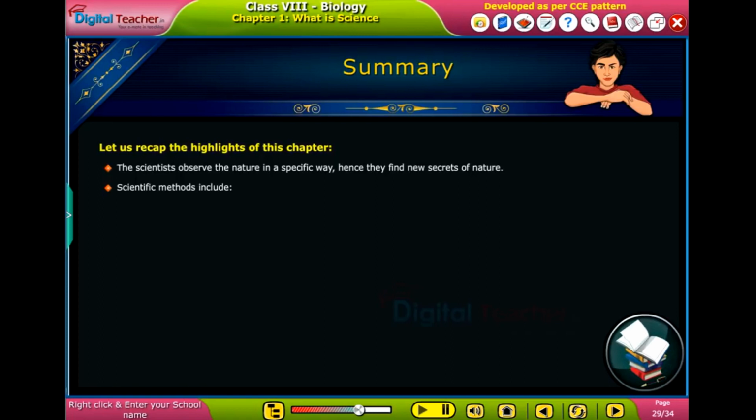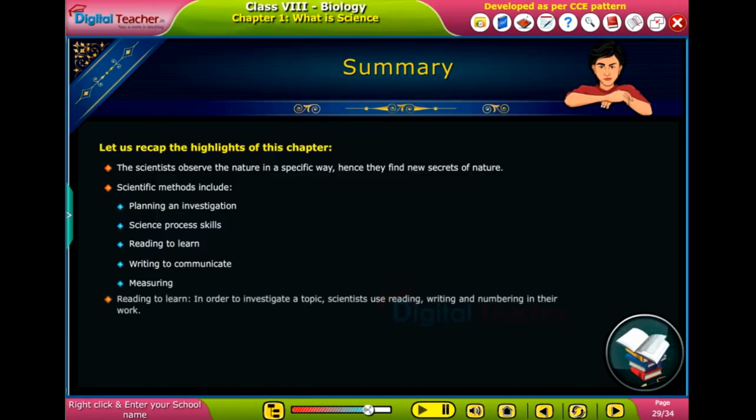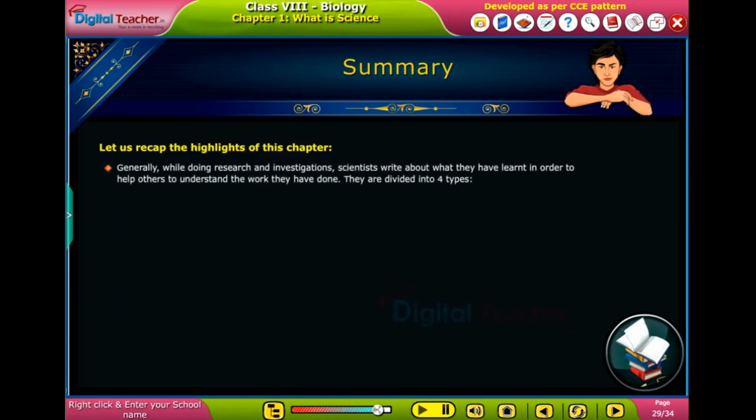Scientific methods include planning and investigation, science process skills, reading to learn, writing to communicate, and measuring. In order to investigate a topic, scientists use reading, writing, and numbering in their work. Generally, while doing research and investigations, scientists write about what they have learned in order to help others to understand the work they have done.